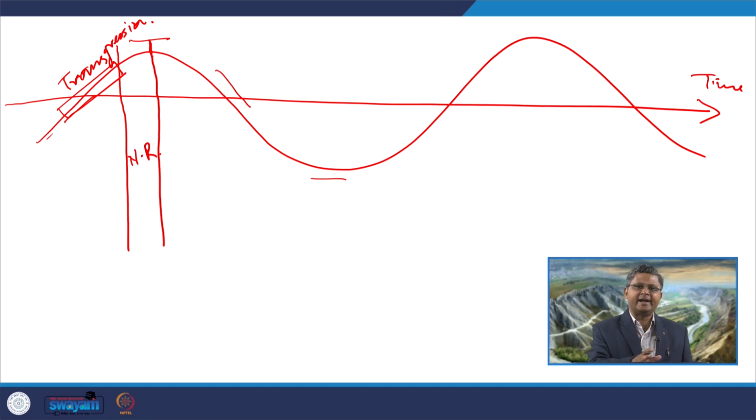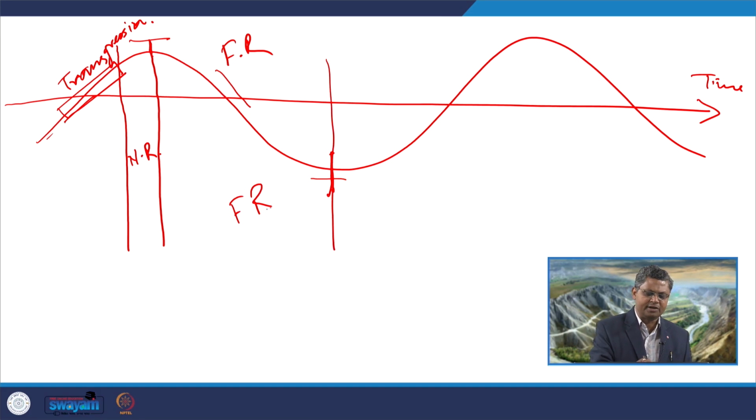That point indicates the start of fall, a kind of changeover in the base level curve from rise to fall. From that point of fall we get the forced regression, and that goes on irrespective of the rate of sedimentation. How long will that forced regression go on? Up to this point, as long as the base level is falling. So, this entire part is the forced regression part.